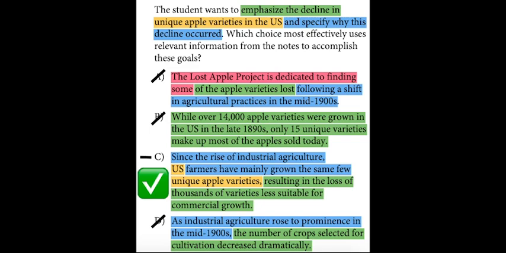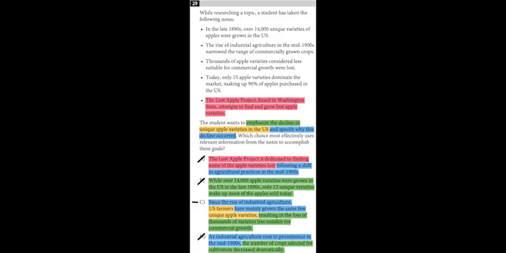You don't need to read most of the words in these rhetorical synthesis questions, but you cannot overlook a single word in the prompt. Let's also notice that the portion highlighted in pink about the Lost Apple project was extraneous information. In this case, the student notes weren't just a waste of time to read, they were distracting because a lot of students will incorrectly assume that they need to use all of the information in the notes.